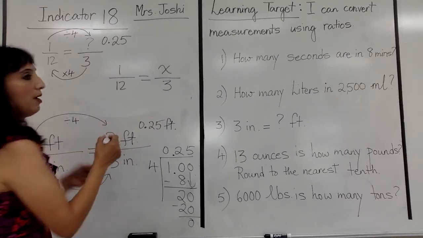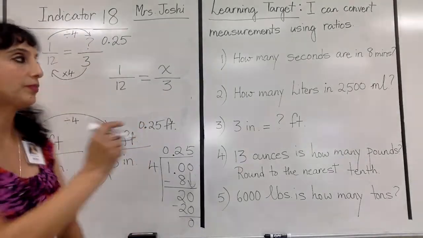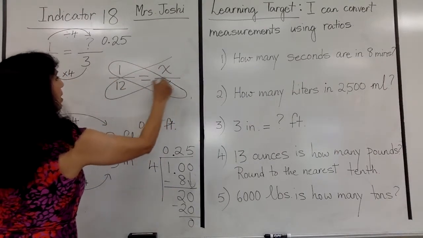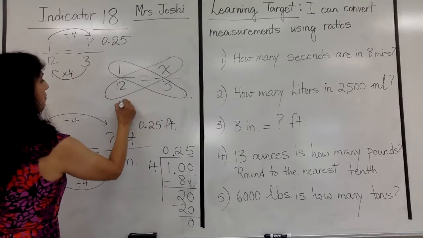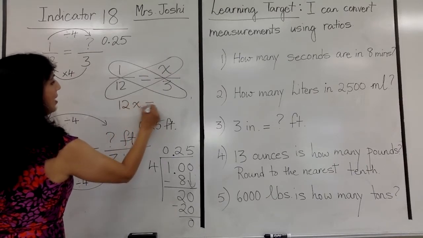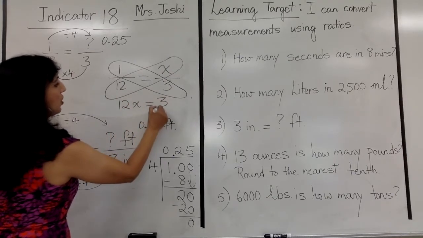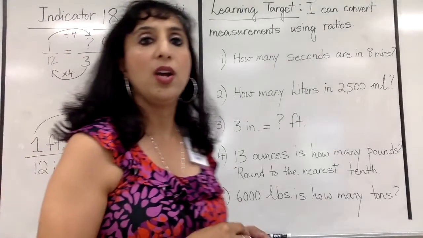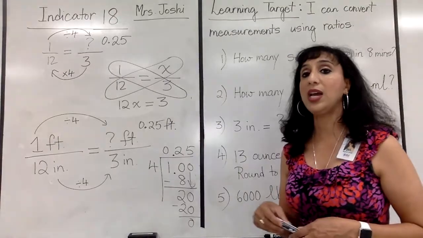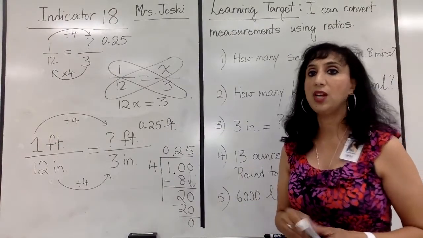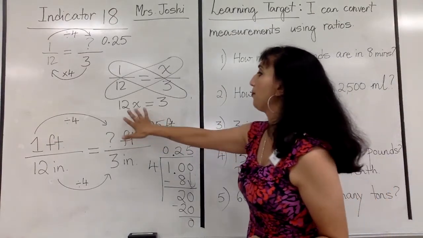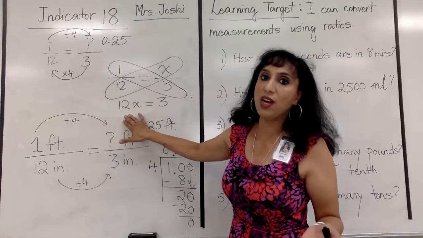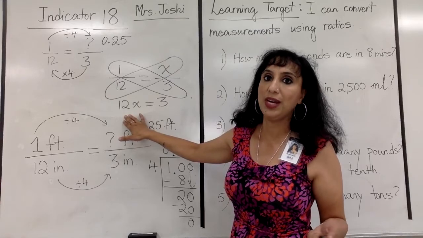Okay? So now, if you remember this, and I do 1 times 3 is equal to 12 times x. So we have 12x is equal to 1 times 3, which is 3. All right. Now, later on, we will be using our properties when we do equations. But I'm going to just show this to you right now. This is an option for you if you want to do it.